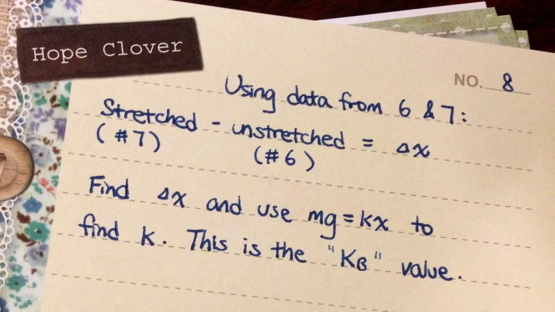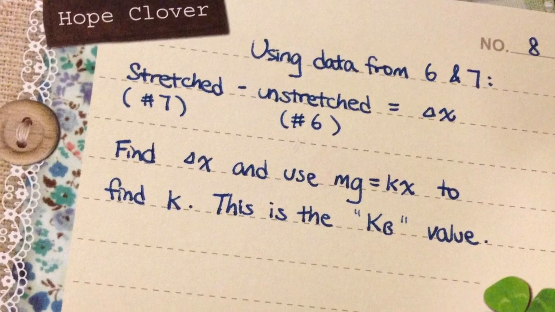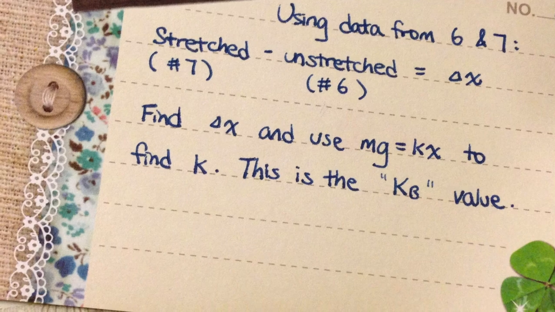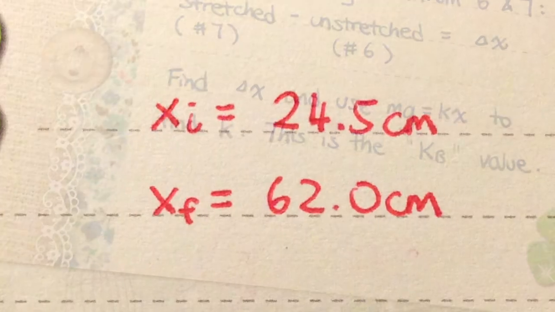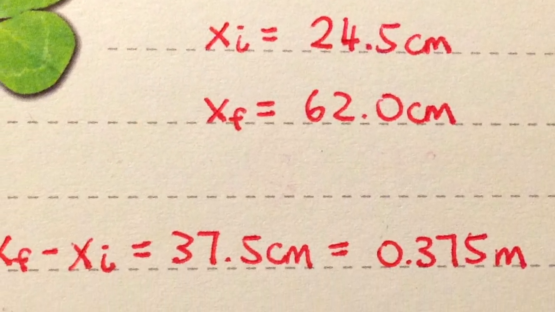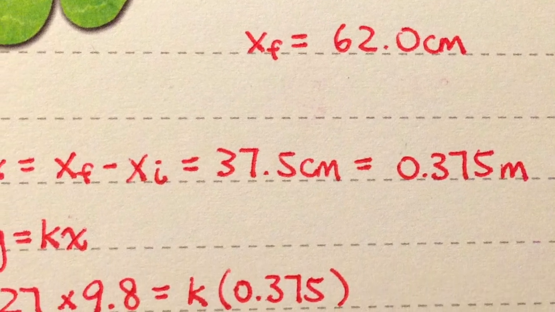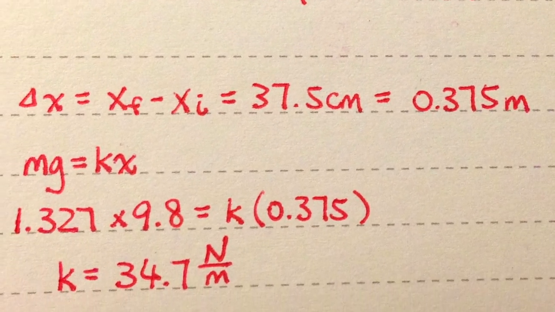Step 8. Using data from steps 6 and 7, subtract the unstretched length from the stretched length. This gives us delta x. Find delta x and use mg equals kx to find k. This is the kb value.